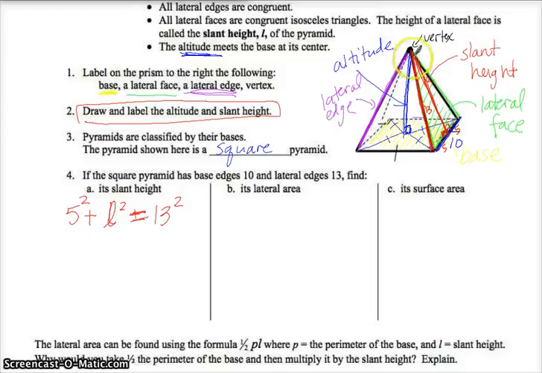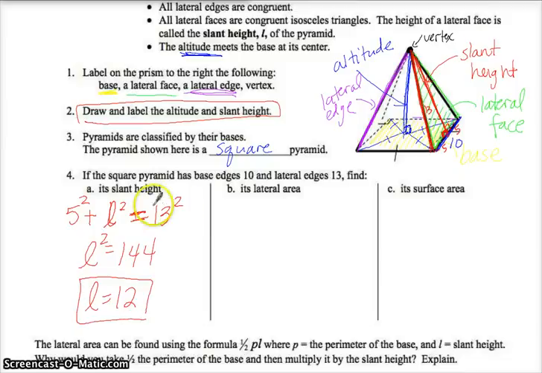So here's my right triangle, so those pieces. So now I'm going to use the Pythagorean theorem, and you will see that the slant height is 12. So 169 minus 25 gives you 144. Square root of 144 is 12, and there you have it.